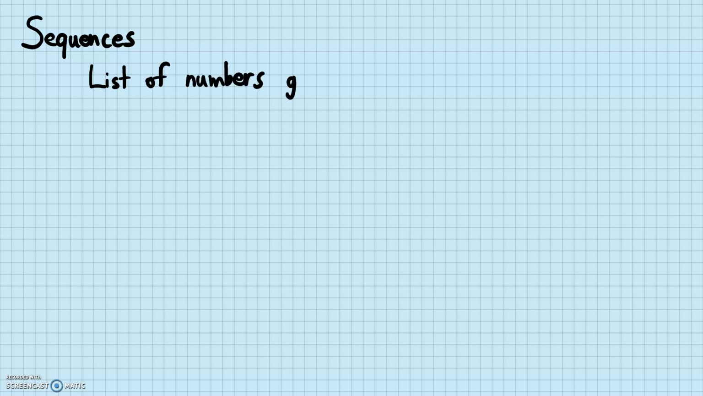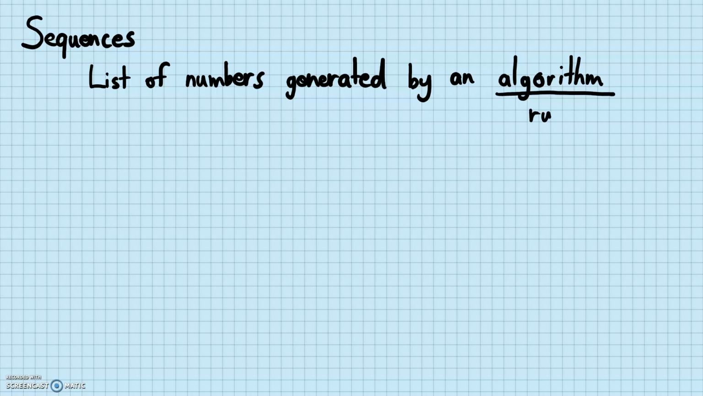Today I would like to go over what we call sequences. What are sequences? Basically, sequences are a list of numbers that are generated by an algorithm. And by algorithm, I mean a rule.